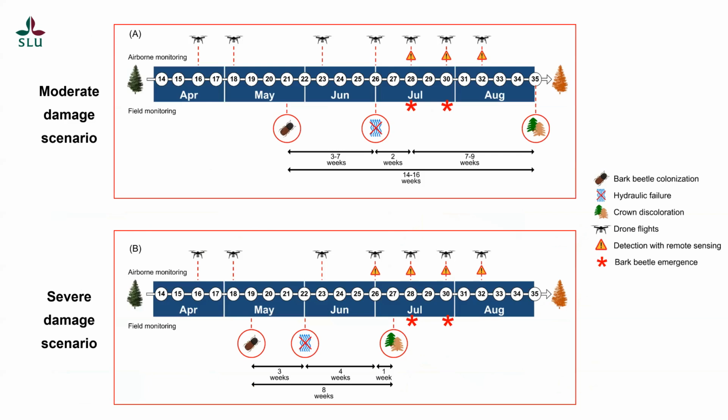And then from this, we derive these 2 different cases that we can identify. If we have these cases of moderate damage scenario where the hydraulic failure happens very late in the season, then we can detect these trees, but not in enough time for interventions. But when we have a severe damage scenario where the hydraulic failure happens much, much earlier in the year, then that's the situation where airborne monitoring can be enough for timely interventions.